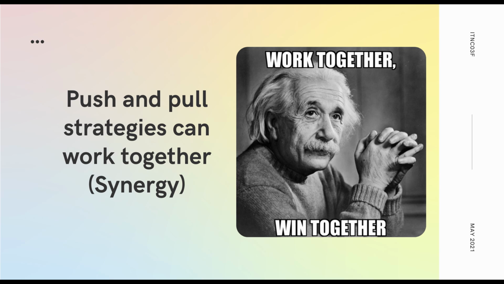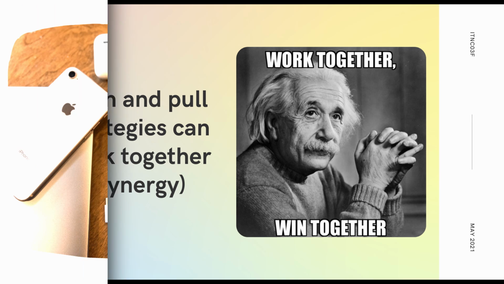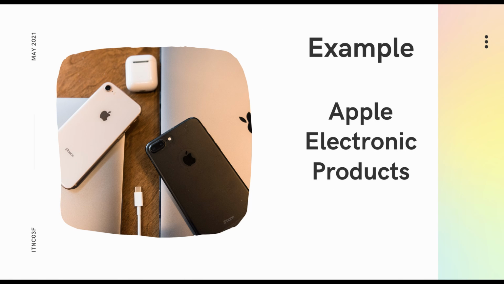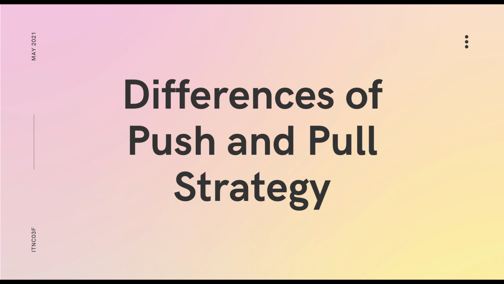One example of this are Apple products. Companies strive to create customer demand by constantly developing new products. An example of this are Apple products because they are constantly making new products and putting them on early discount or pre-orders and putting them also on the market, as well as attracting customers to this product through advertising and promoting deals. Differences of push and pull strategy.